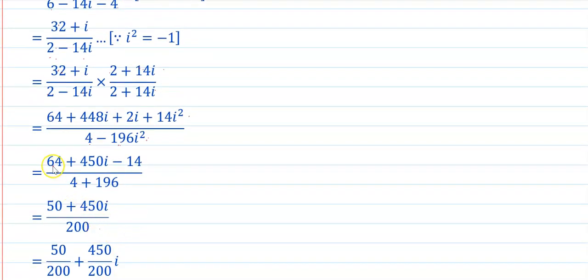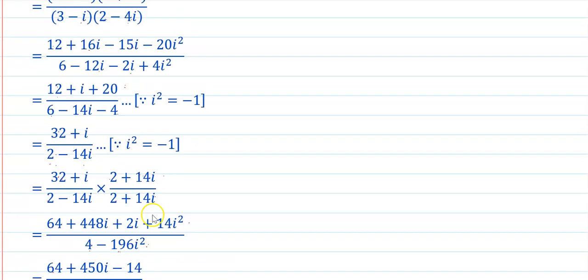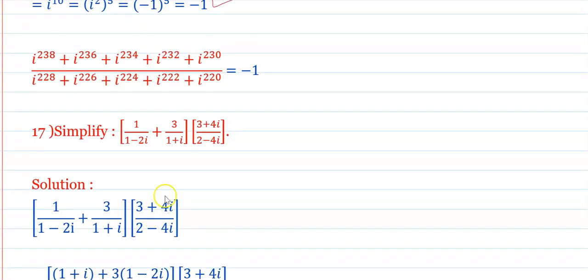That is 64 minus 14, so how much will it be? It will be 50. Then 450i, keep it as it is, and this divided by 200. We will split it up: 50 upon 200 plus 450 upon 200. Simplify: 1 by 4 and 9 by 4. Hence it is expressed in terms of a plus ib, that is 1 by 4 plus 9 by 4i.